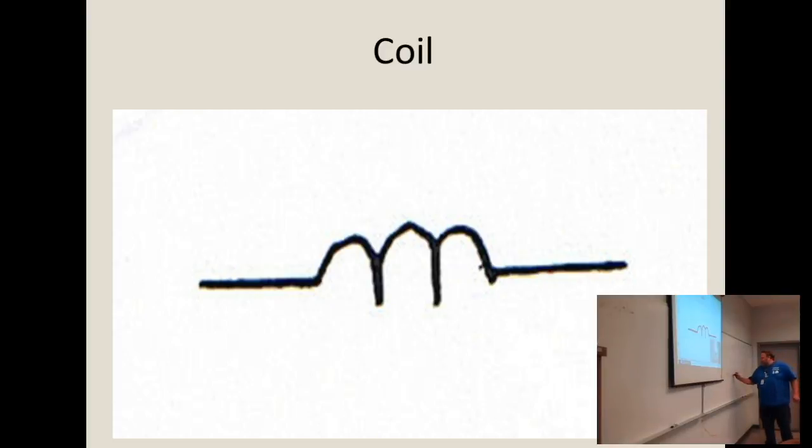Some people draw them a little different. They may do them like this. Doesn't matter, right? As long as you can understand, you go, hey, that's a coil. So this coil may control this or both of them.